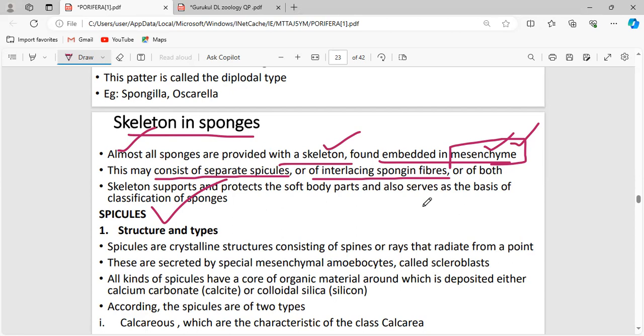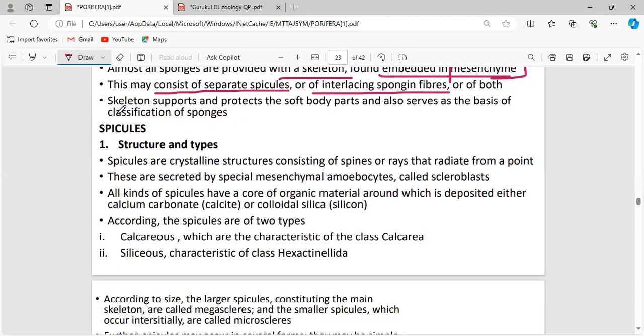Clear? Next, what is the purpose of the skeletal system? It has to protect the body parts present in the organisms. The main function of the skeletal system is to protect the soft body, and it gives a framework for the organisms. Now come back to the spicules: how these spicules look and what the types of spicules are. Based on the types, we have named the structures.